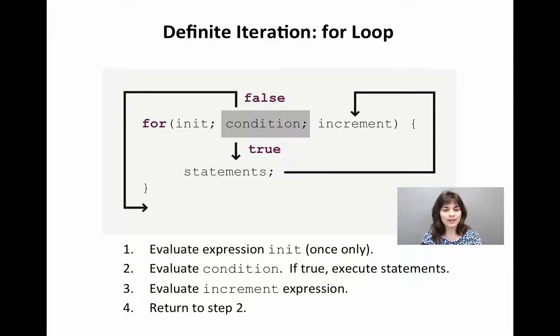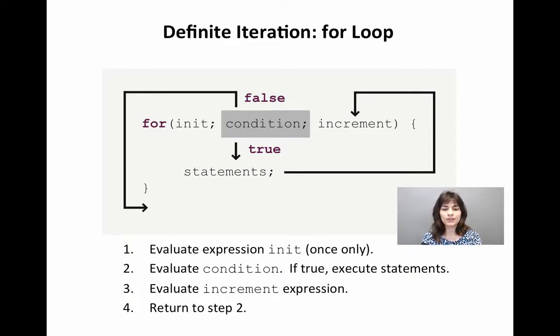So let's take a look at the step-by-step guide on how the loop executes. First, evaluate the expression init. Remember, this happens only once. Second, evaluate the condition. If the condition is true, then get inside the body and execute the statements of the for loop. Third, evaluate the increment expression. Execute the increment expression.